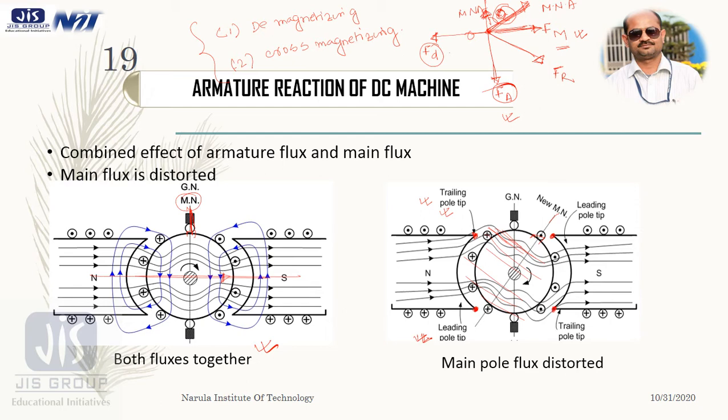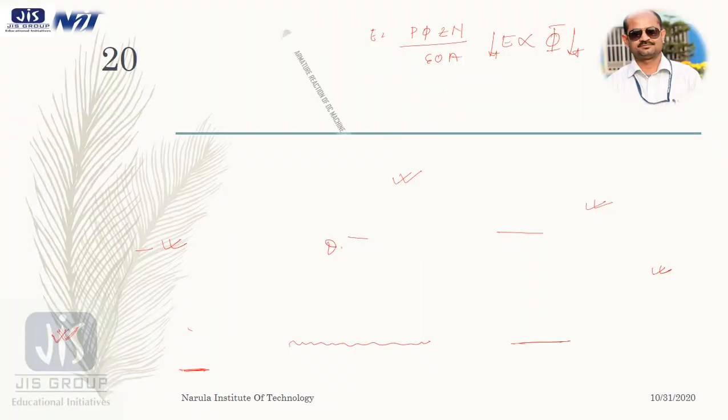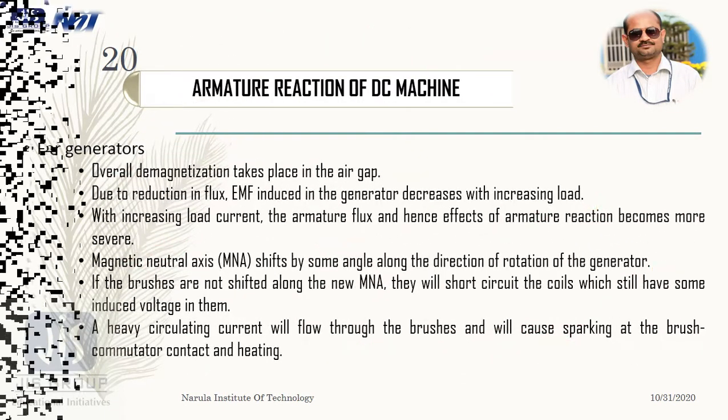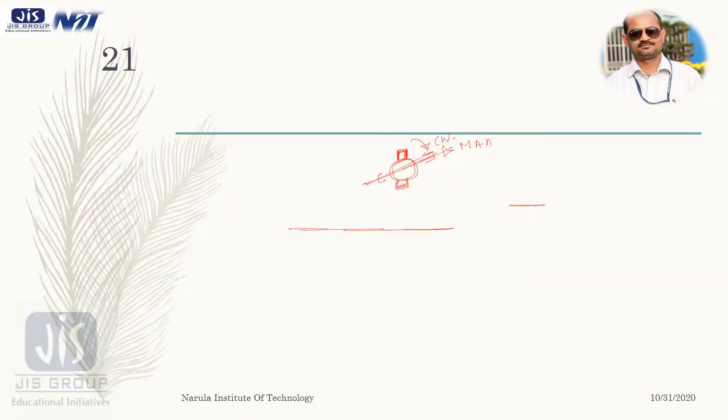And look, due to the cross magnetizing effect, there is an increase of flux density in the trailing pole tip. So you see, in the trailing pole tip there is a crowding effect of flux, and there is a thinning effect in the leading pole tip. So this is also the cross magnetizing effect in detail.